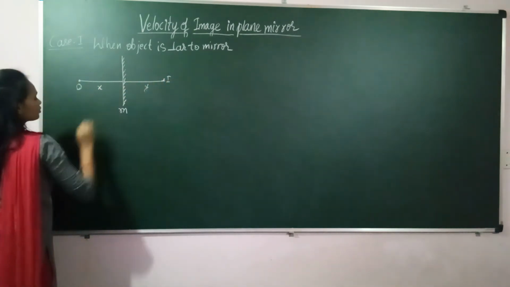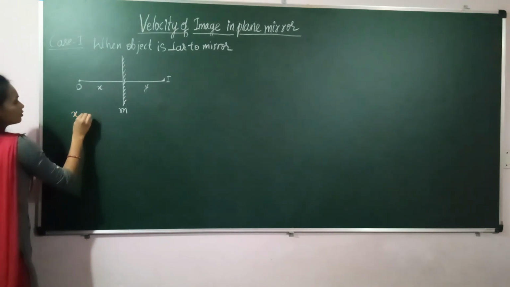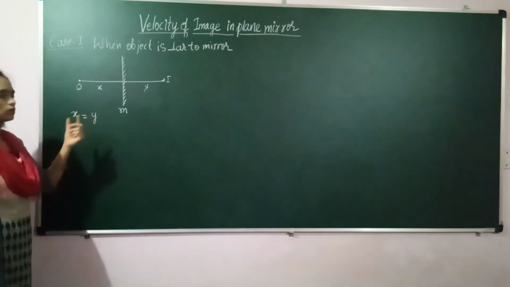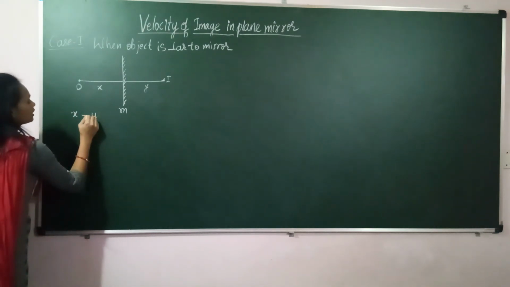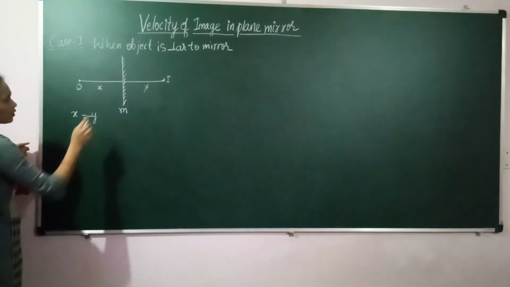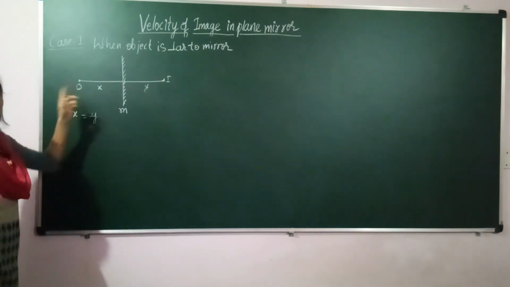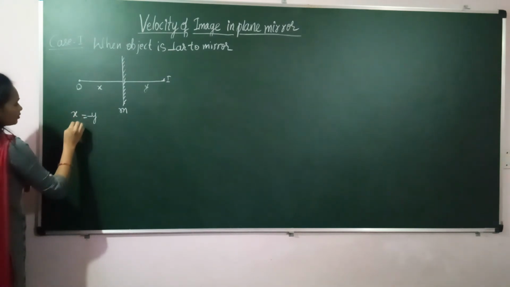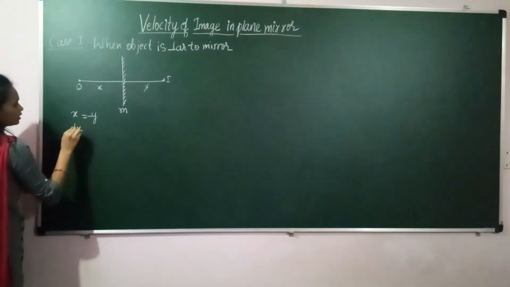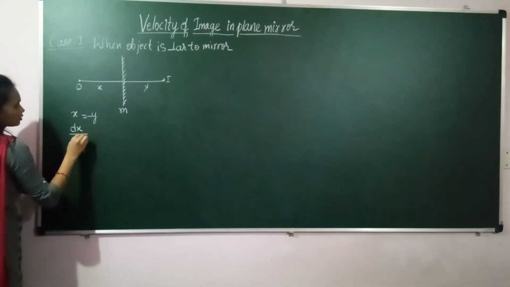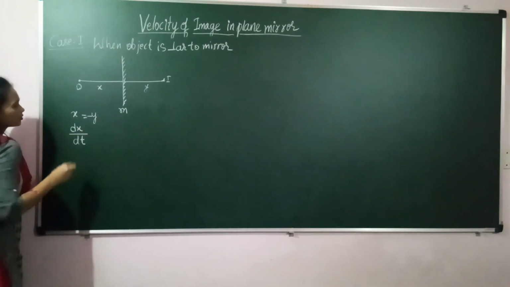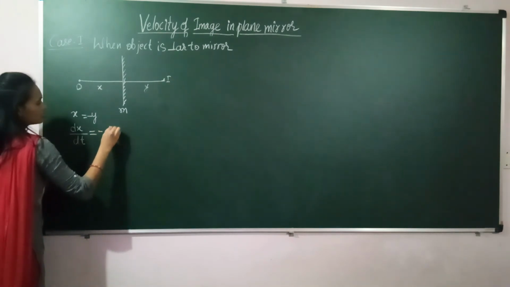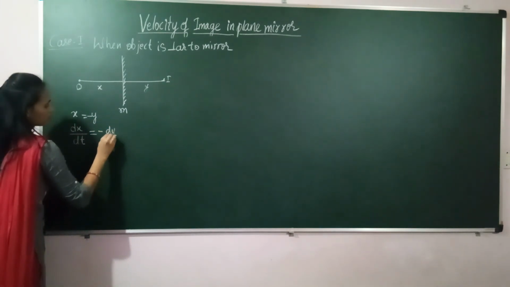This x and this y are always equal. We have already studied this in the properties of the plane mirror. So x is always equal to y. If we write a negative sign here, this will make more sense because both are always moving opposite in direction. So if x is changing with respect to time, we can differentiate this and write it as dx by dt, which means the distance is changing with respect to time, and here minus dy by dt.